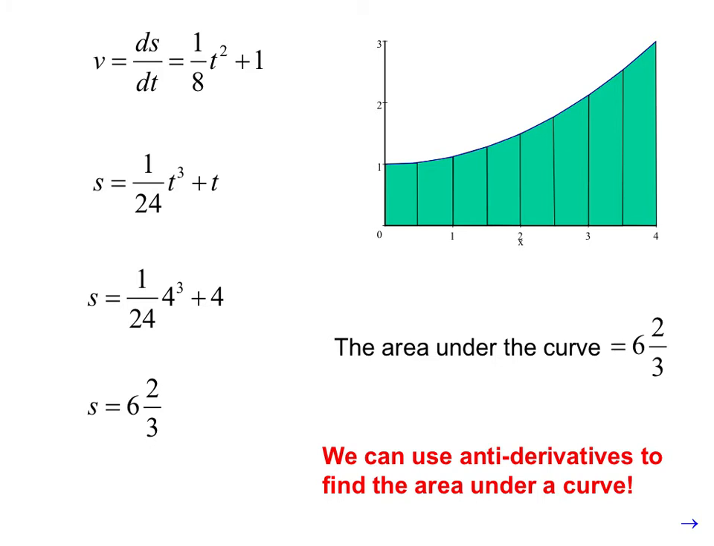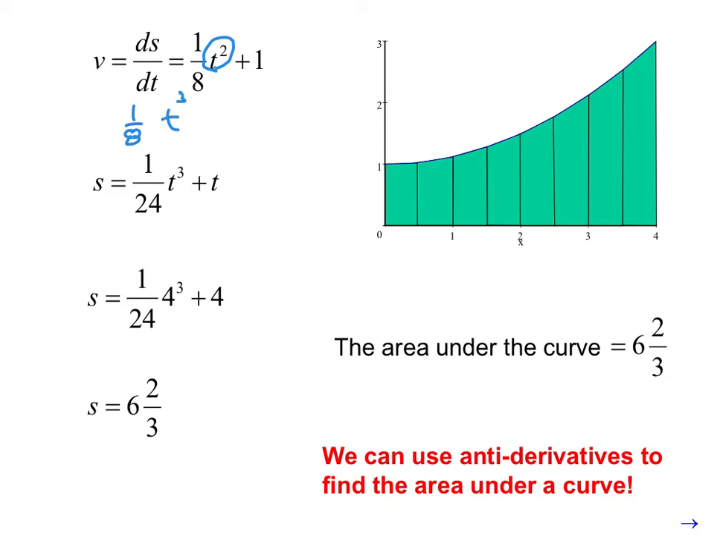So let's take this velocity equation, and I'm going to anti-differentiate it. So the antiderivative, and I know we're going to practice this a little bit more, what you could think of is, okay, I'm going to leave the 1/8 alone. What's the antiderivative of t squared? What function has a derivative of t squared?